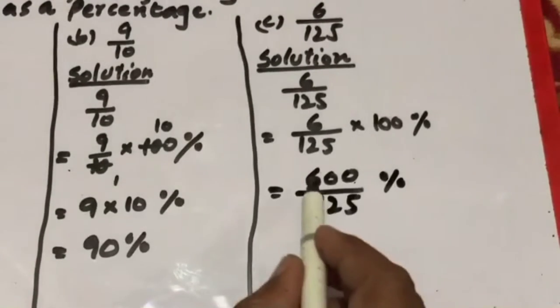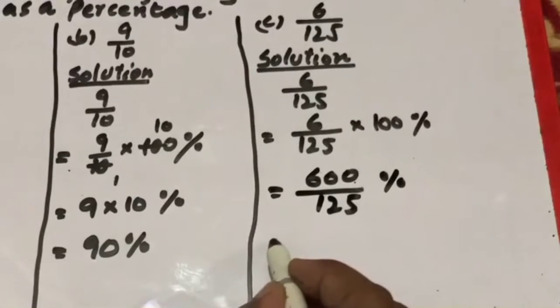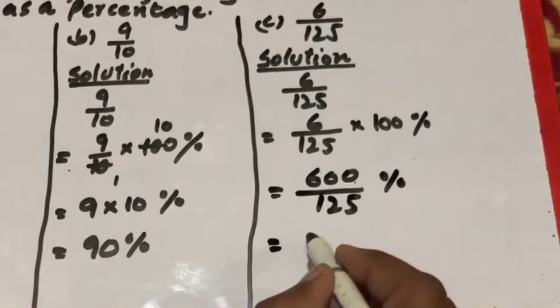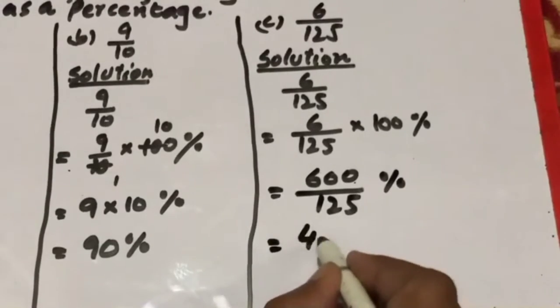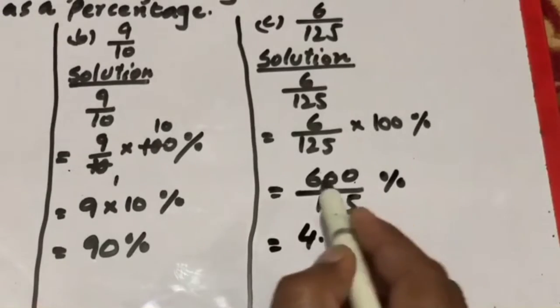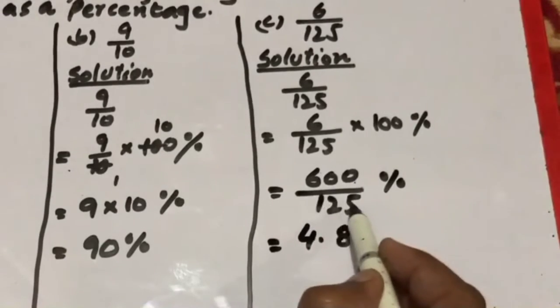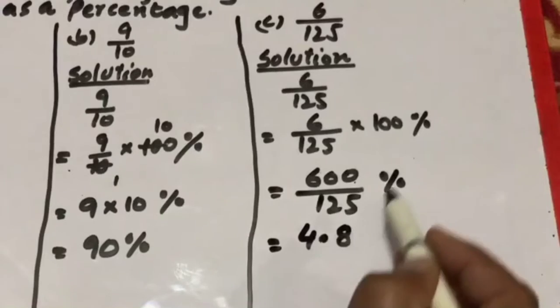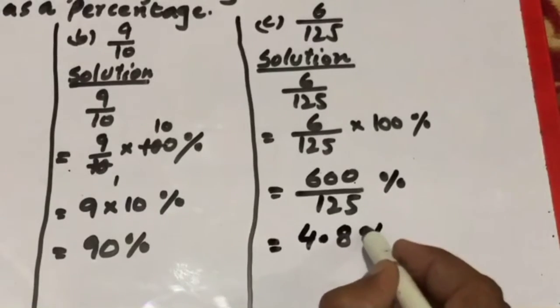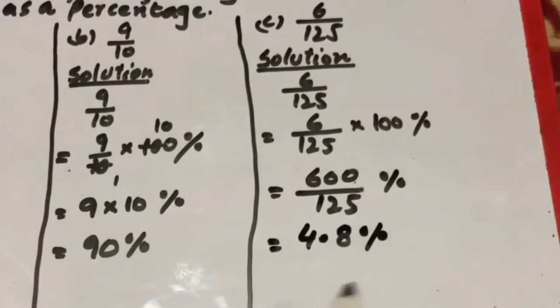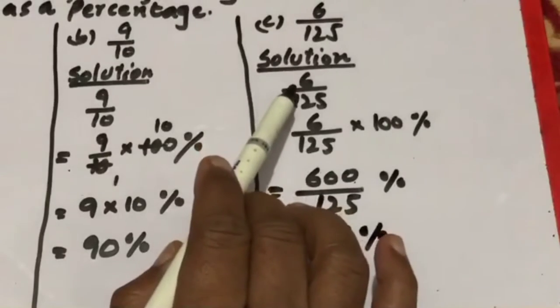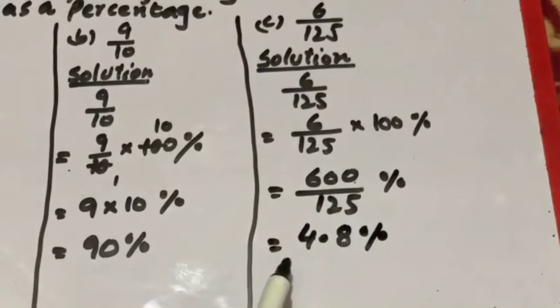Now if we divide 600 by 125, then we will have 4.8. The percent symbol will be written as it is. So 6 over 125 can be written in percentage as 4.8%.